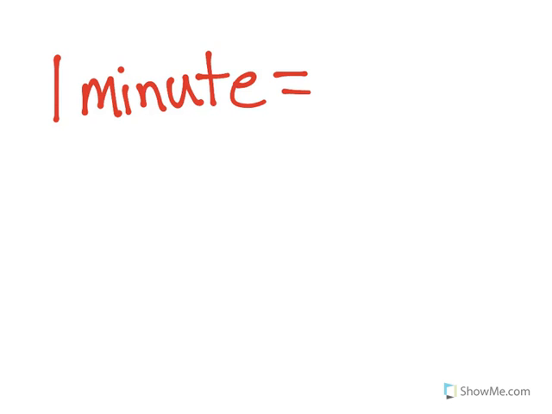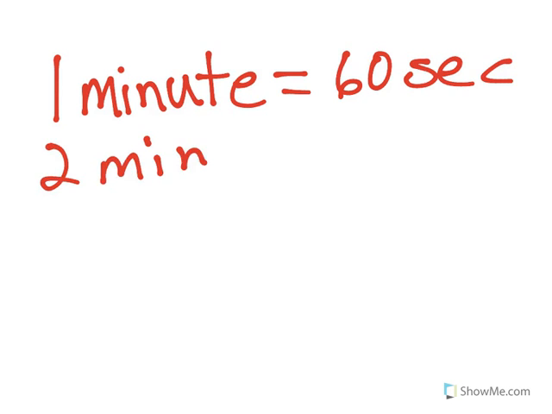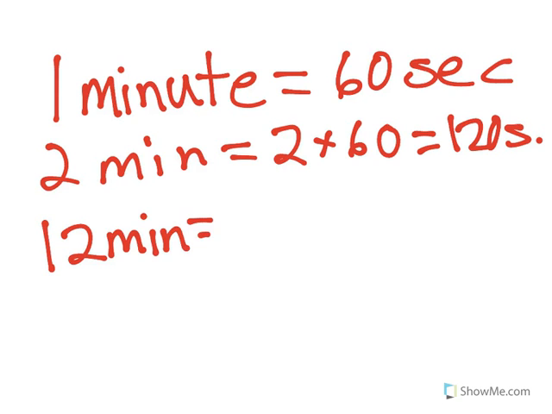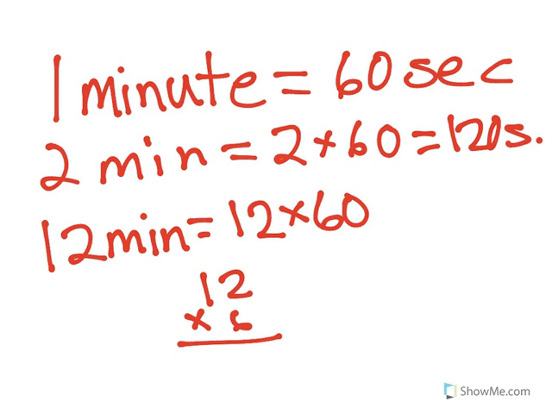So if I was converting minutes into seconds, I could say that 1 minute equals 60 seconds. 2 minutes equals, multiply it by 2, so 2 times 60, 120 seconds. So what if I had 12 minutes? That's easy. 12 times 60. I can easily do 12 times 6.